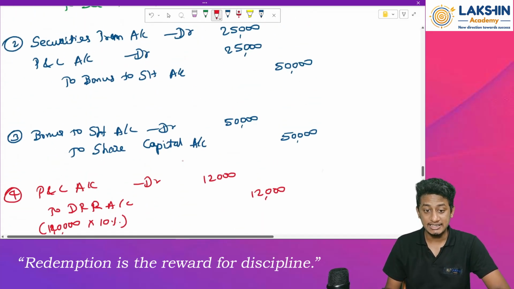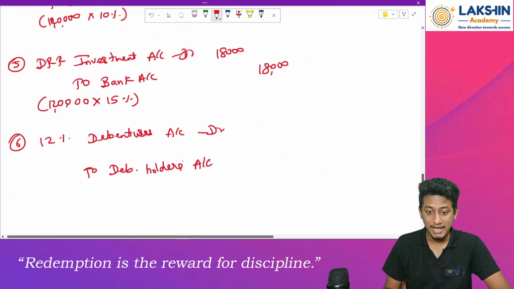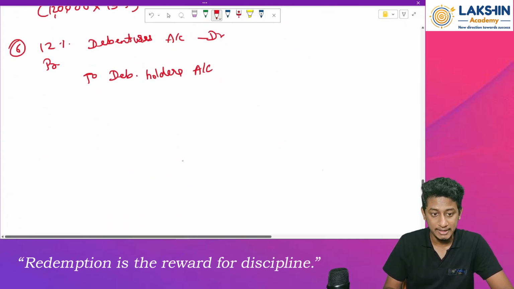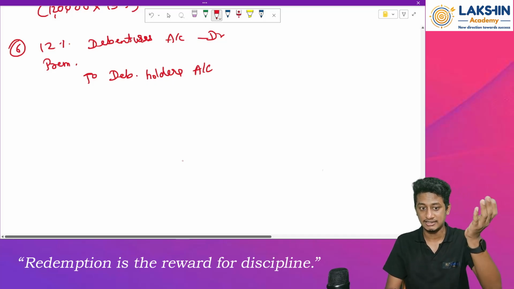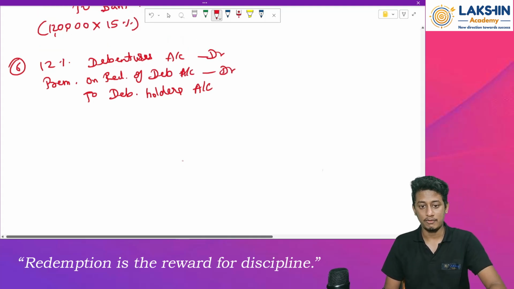But in this case, there is a premium. Remember, there is a premium of 3%. Since premium will be an expense on redemption, it will be debited because it's an expense. Expense increases, debit the account. Premium on redemption of debenture account debited.